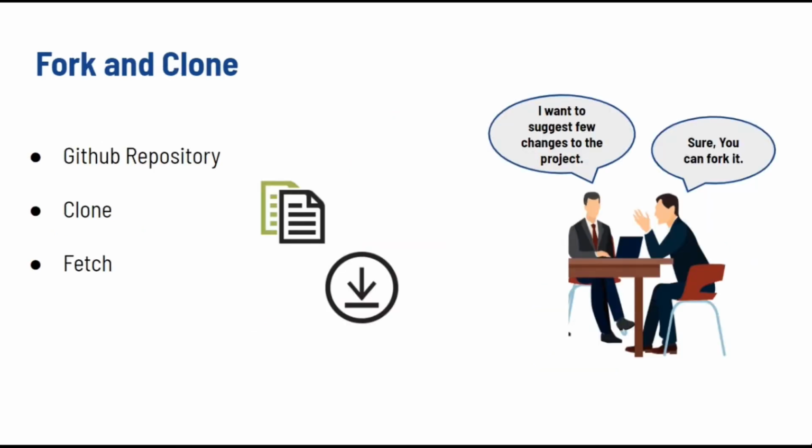Git allows you to fork an open source repository. When you fork a repository, you create a copy of the original repository, but the repository remains on your GitHub account. Whereas when you clone a repository, the repository is copied onto your local machine with the help of Git.